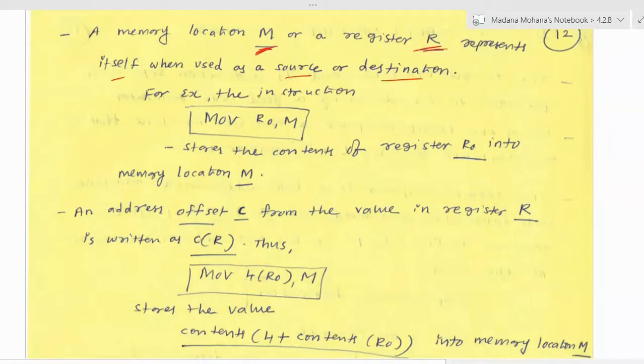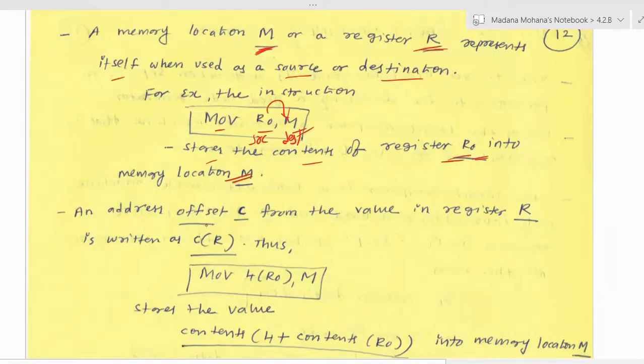For example, let us see the instruction move R0, M. Here we used register as well as memory location. It stores the contents of register R0 into memory location. So R0 is the source and M is the destination. Source is moved to destination. That means the contents of register R0 are moved into location M. That is the meaning of this one.